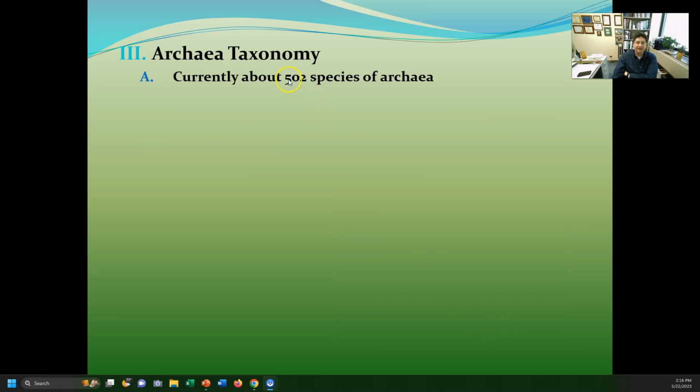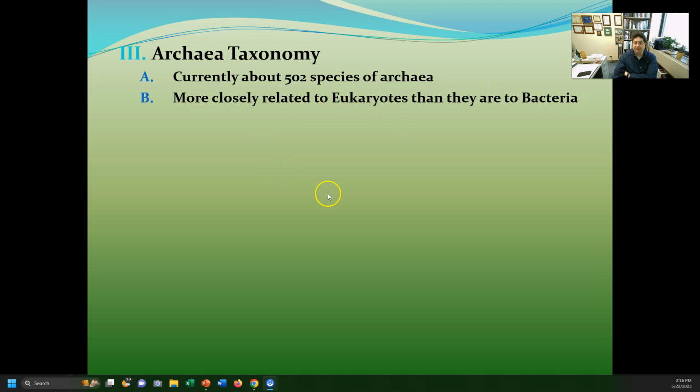Archaea, there's currently about 500 known species of archaea. They're a little bit more difficult to study, so this is a small domain. Archaea, as I mentioned, are more closely related to eukaryotes than they are to bacteria. And one of the reasons that archaea are difficult to study is they're often what we call extremophiles, which means they can live in very harsh environments. Very strong acid, very salty conditions, very hot, scalding temperatures, conditions that would kill most other organisms.